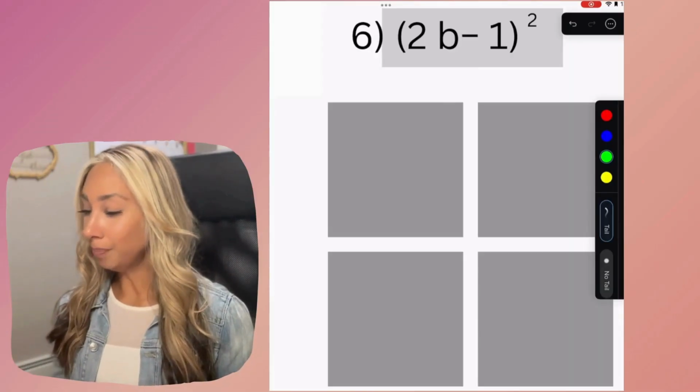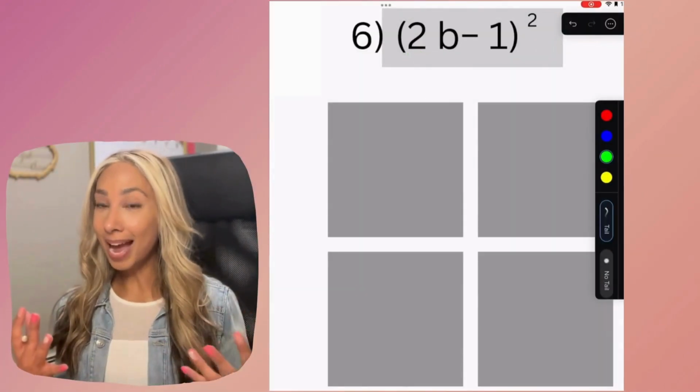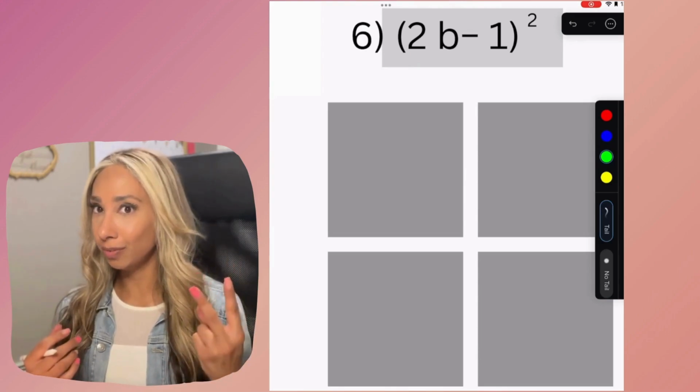Okay, so what I'm going to do is skip ahead to a slightly more challenging example, and that's going to be number 6 right here. What's tricky about this one is it's 2b. So that means instead of it just being a single x where we went x times x, it's actually going to be 2 in front of it.